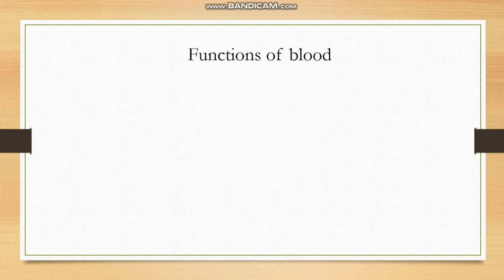Now, the functions of the blood. Blood is responsible for transport of nutrients into the body. After the process of digestion, the nutrients or the digested food from the small intestine is transported to different tissues of the body with the help of blood. Similarly, the waste substances formed in different tissues are collected by the blood and brought to the excretory organs for elimination.